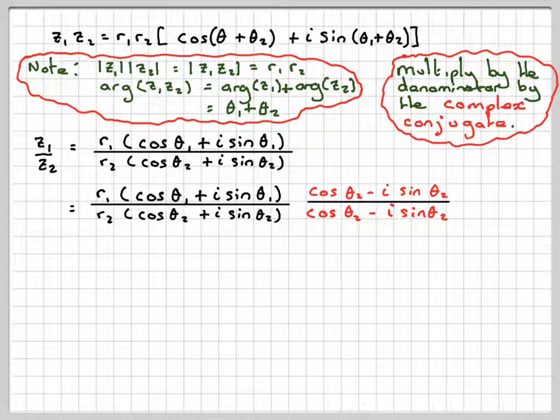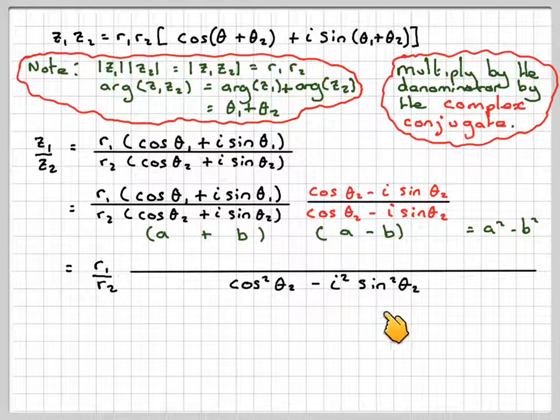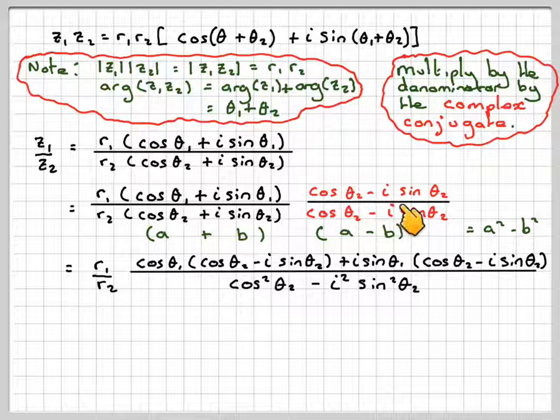So this bit will just be, here we've got (a + b)(a - b), which is a squared minus b squared. So we've got r1 divided by r2, cos squared theta 2, using this idea here, minus i squared sin squared theta 2. On the top we'll have to expand, similar to what we did for the multiplication. So it's (cos theta 1 + i sin theta 1) times (cos theta 2 - i sin theta 2).